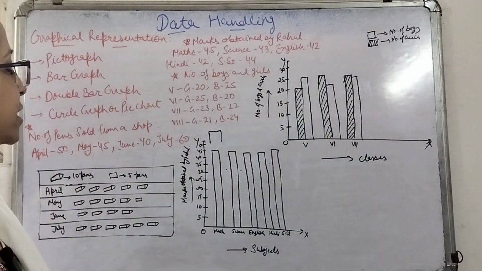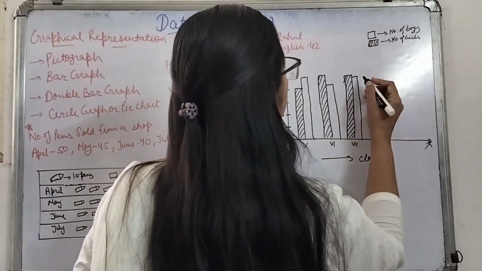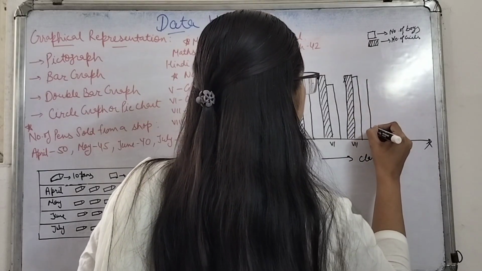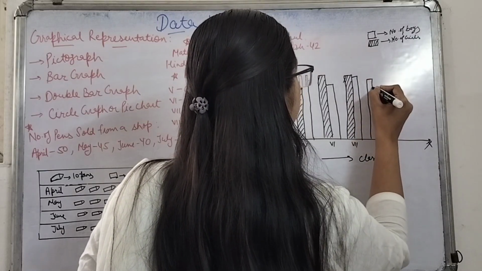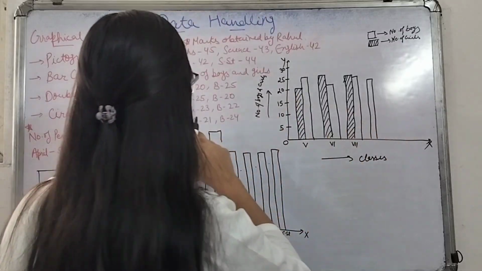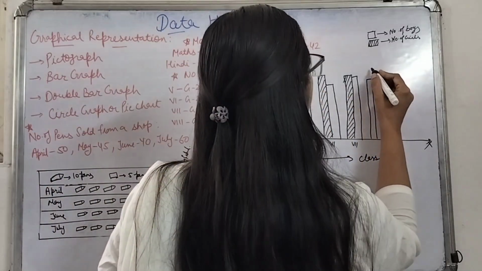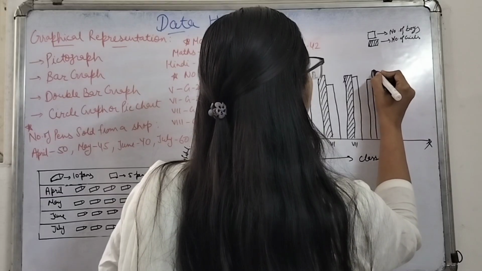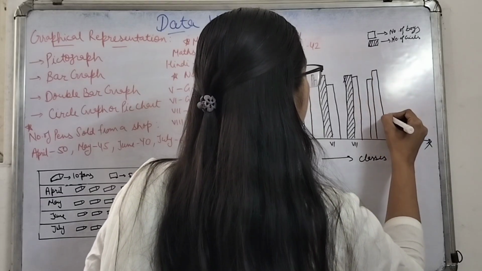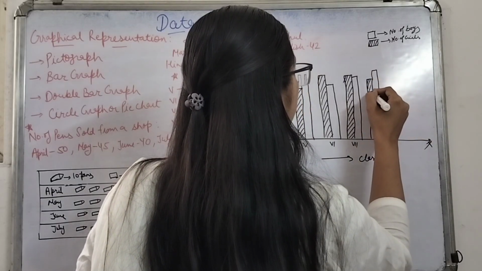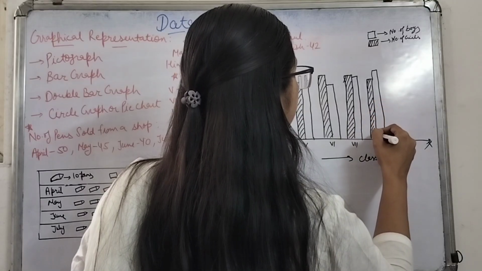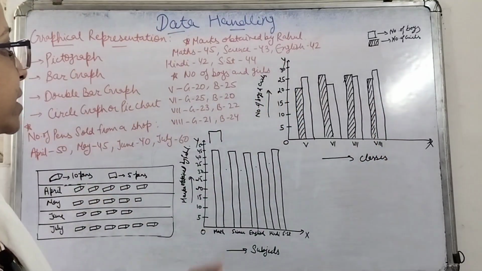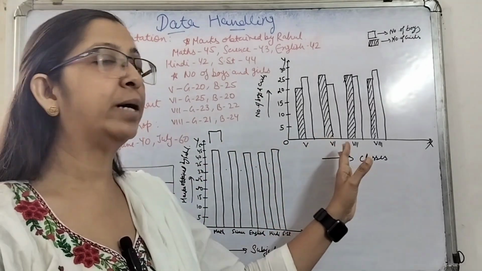Now for the 8th class, number of girls is 21. Like this we will be showing. And number of boys is 24. Like this, it will be represented. So this is your 8th class. This is how we will be representing the data using a double bar graph.